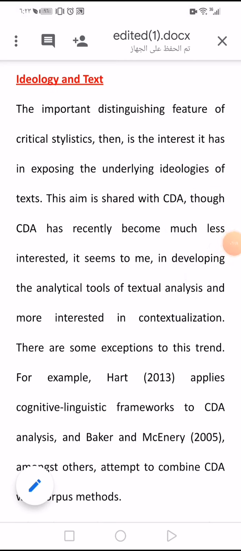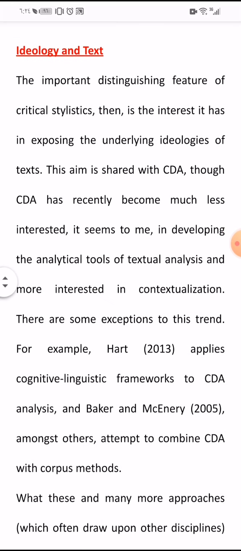Ideology and text. First, I will give the definition of ideology, which is a system of ideals and beliefs shared by a specific group of people. The important distinguishing feature of critical stylistics is the interest in exposing the underlying ideology of text. So this is so important in critical stylistics. This aim is shared with CDA, but it has recently become less interested.